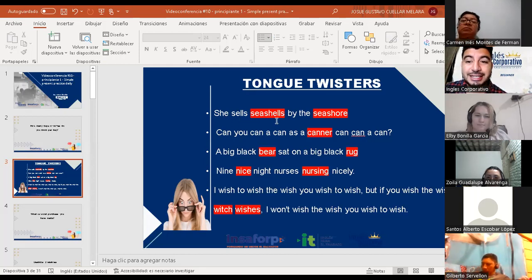She sells seashells by the seashore. Can you can a can as a canner can a can? A big black bear sat on the big black rock. Nine nice night nurses nursing nicely. I wish to wish the wish you wish to wish. But if you wish the witch wishes, I won't wish the wish you wish to wish. It's up to you, okay?